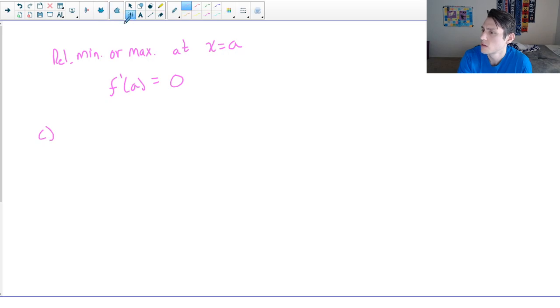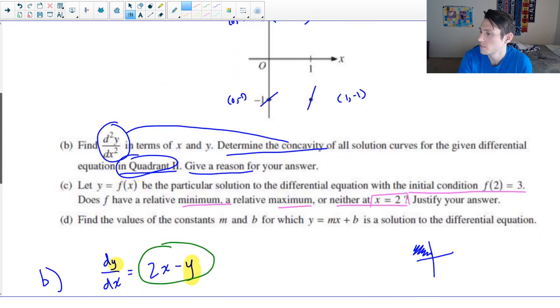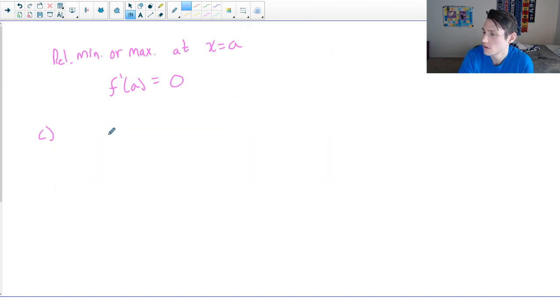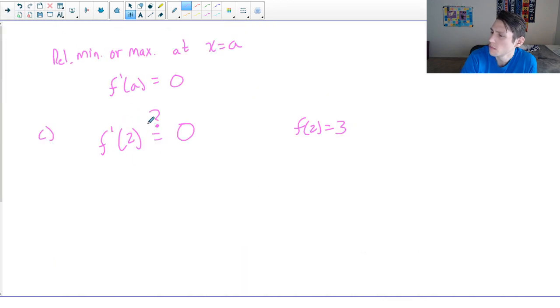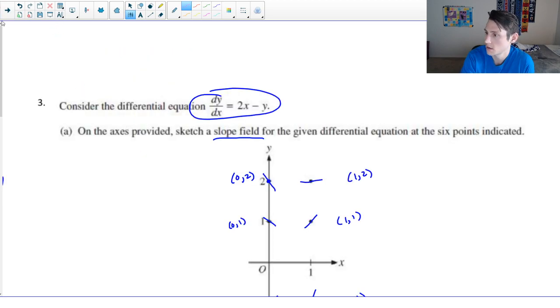Okay. So if this question is asking us specifically what is happening at x equals 2, so what I'm basically asking then is f prime of 2 equal to 0? Right, this is what we don't know. We know that f of 2 is 3. Wait, is that what it told us? F of 2, yeah, f of 2 is 3. But in order for that to be a relative min or a relative max, the derivative of f at 2 would need to be 0 for sure. All right. Well, we already have an equation for the derivative, right? We already have dy dx.